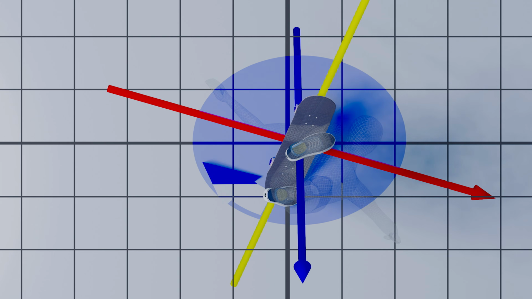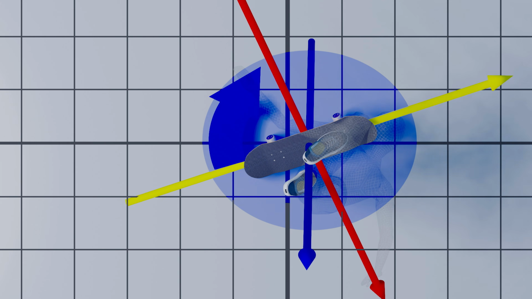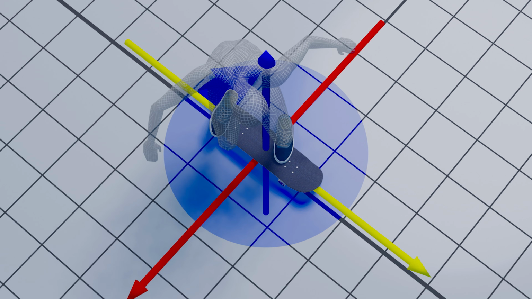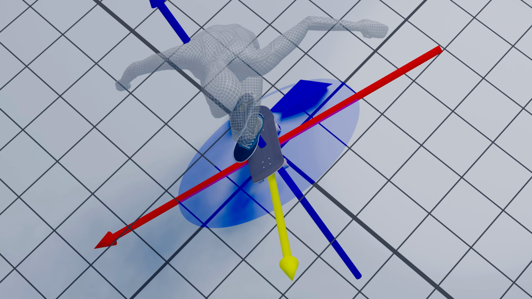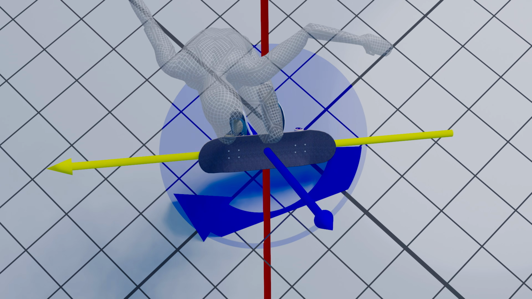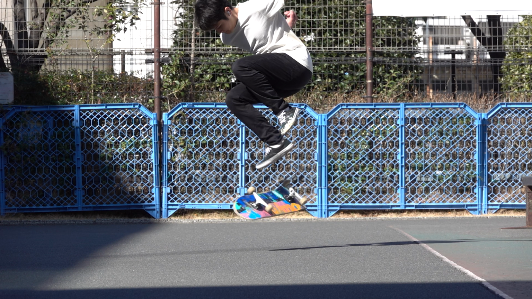The body orientation is also important. If it's open, the force of the back foot tends to go against the board's local z-axis rotation. So, if the board does not flip properly, pay attention to the angle of your body.